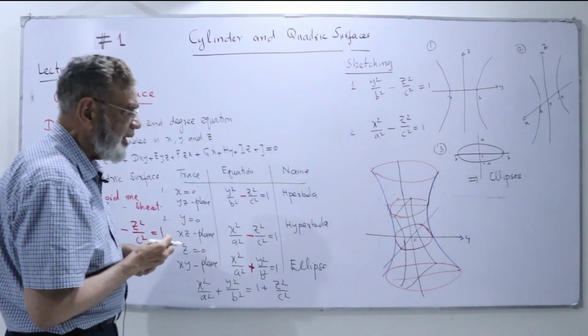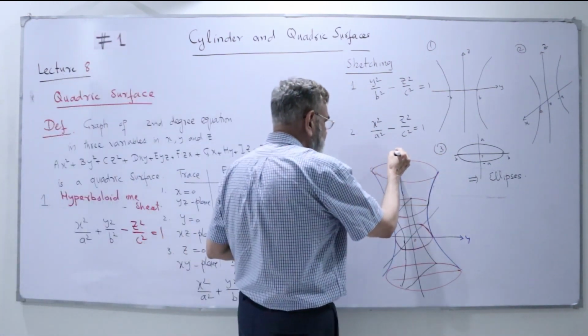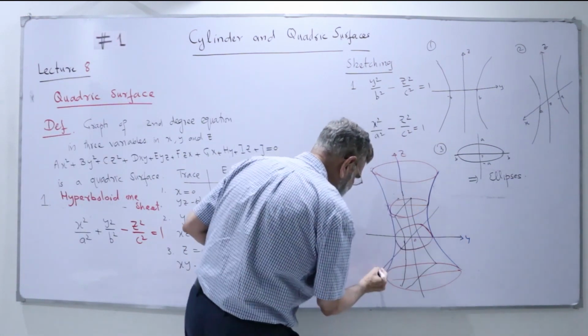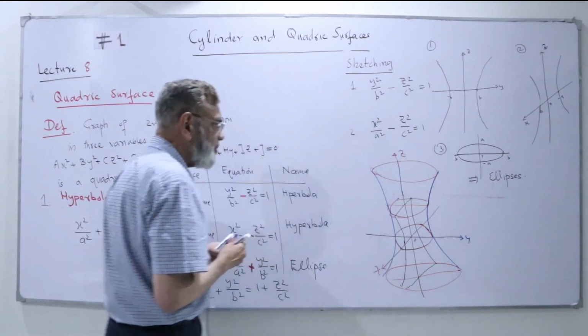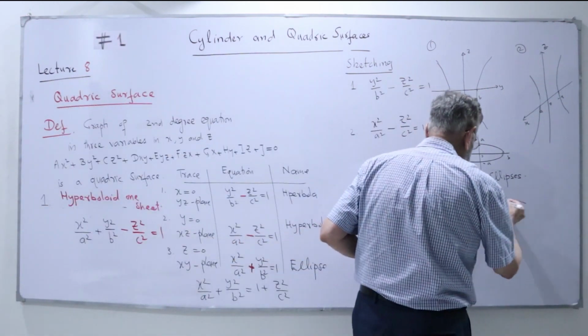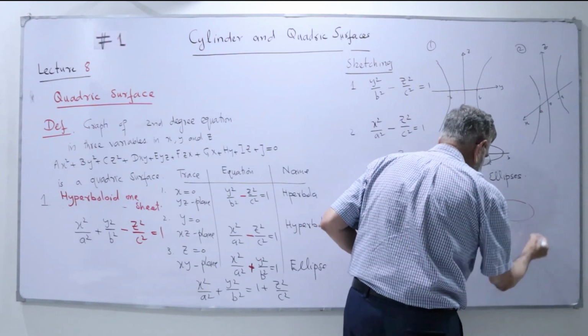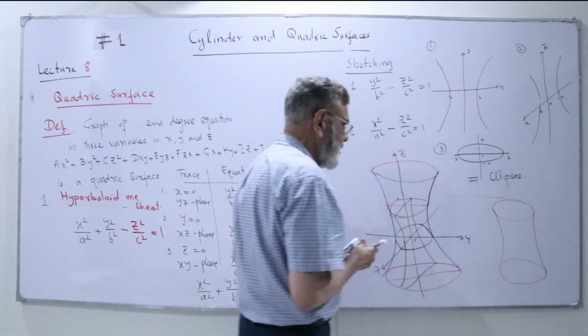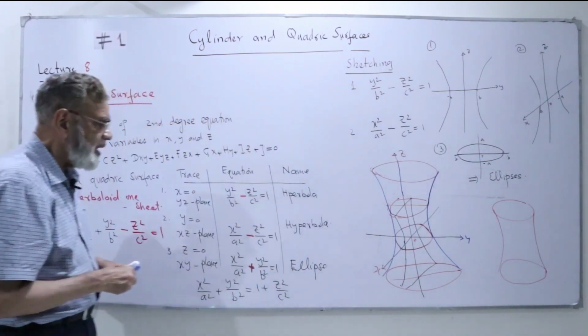So this is my hyperboloid. This is my z-axis, this is my y-axis, and here is my x-axis, and this we say is the hyperboloid. This is like a chimney. If you look at a nuclear power plant, we have a chimney like this for the exhaust. This is like the chimney, and we call this a hyperboloid of one sheet.